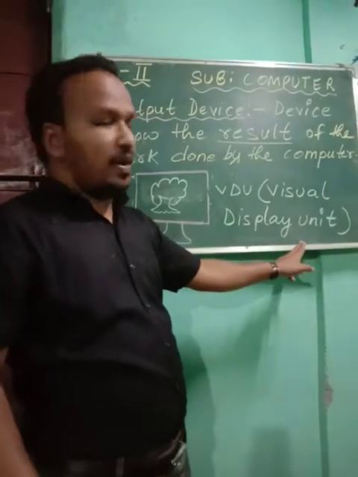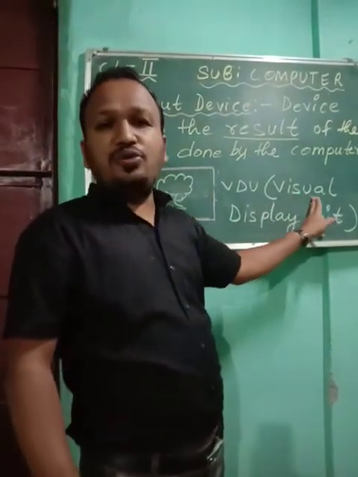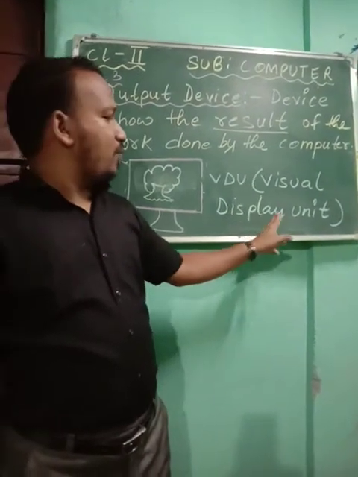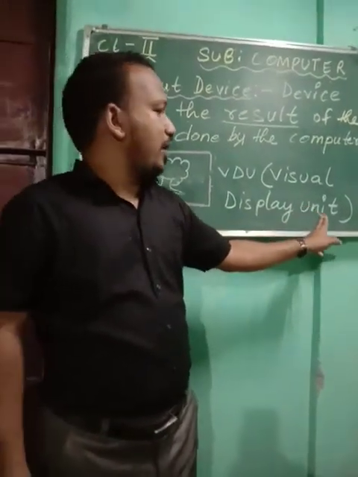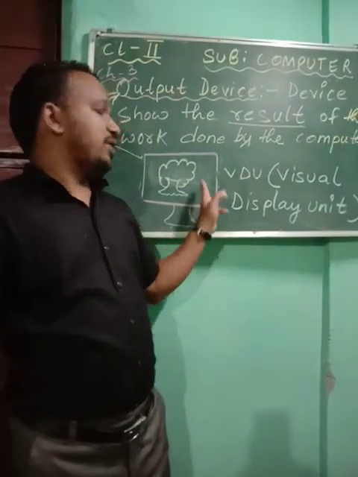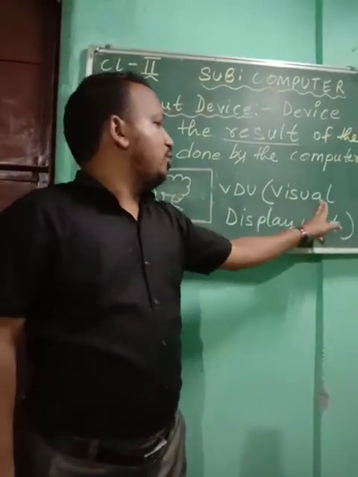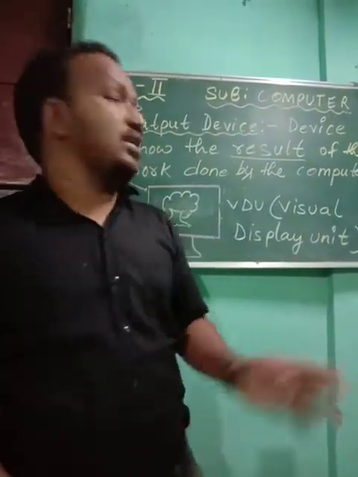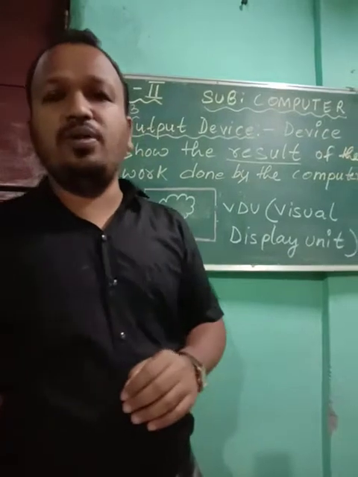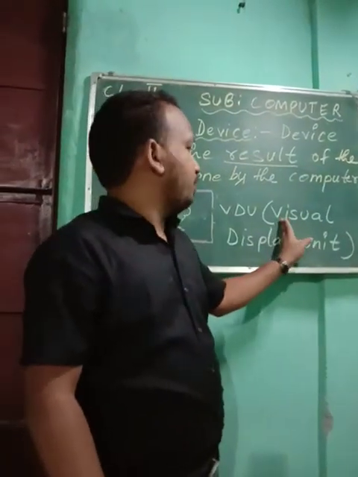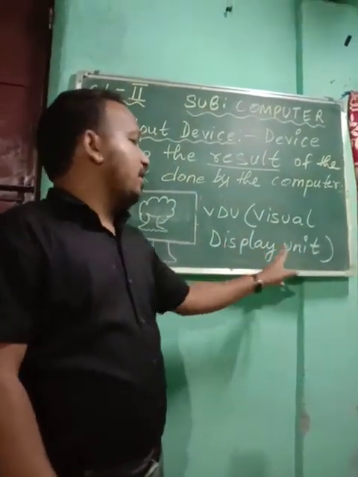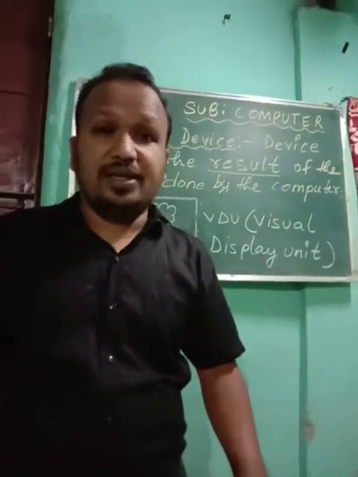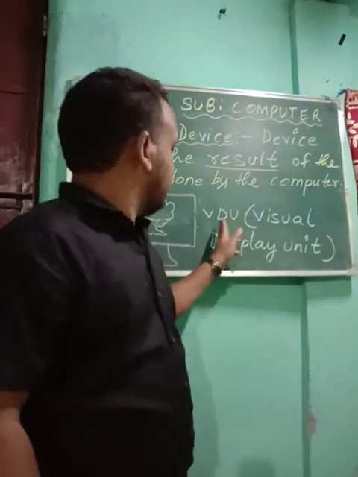I'm reading out the spelling also. V-I-S-U-A-L, visual. Display, D-I-S-P-L-A-Y, display. Unit, U-N-I-T. So VDU, what does it stand for? It stands for visual display unit. So monitor is also known as VDU. If anyone asks you what you mean by VDU, you are going to give the full form, visual display unit. Don't make any mistake while you are giving these definitions.